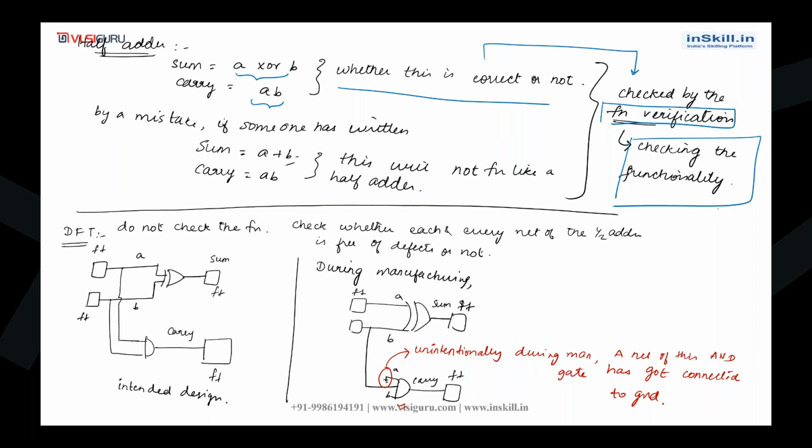Suppose a half adder is nothing but sum equal to A XOR B, carry equal to AB. Whether that is correct or not is what will be checked by the functional verification team. By mistake, if someone has written sum is equal to A plus B, carry is equal to AB, this will not function like a half adder.